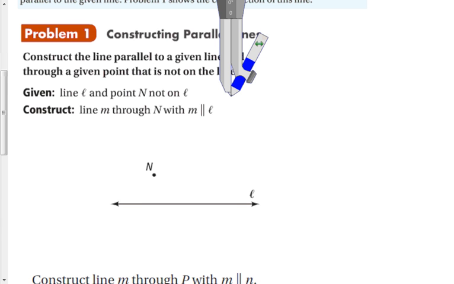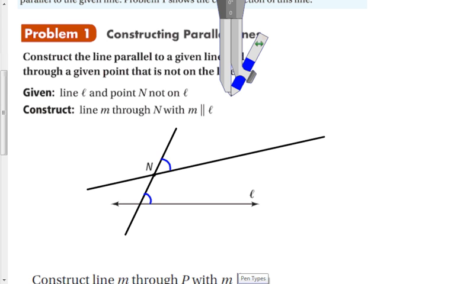Now the way I'm going to do that is by using a theorem or postulate that deals with parallel lines. And one of those is if corresponding angles are congruent, then the lines will be parallel. So to use that one, I need a transversal. So I'm going to take a straight edge and draw a transversal. Then I have to ensure that my corresponding angles are congruent. I could draw this line in anywhere like this, and as long as these two angles are the same, they would be parallel.